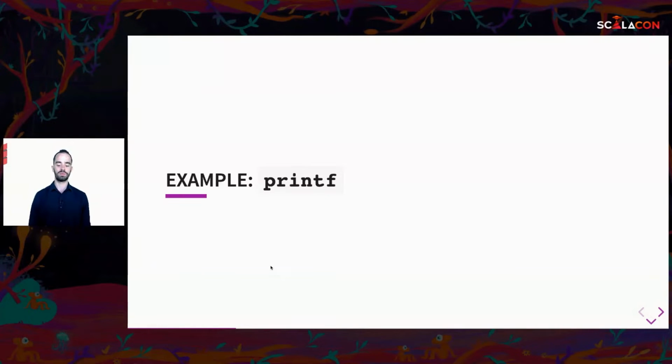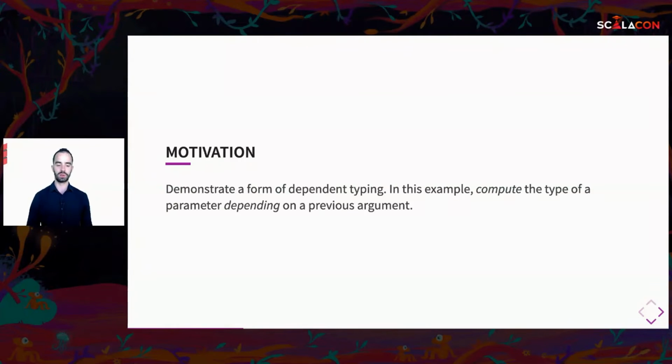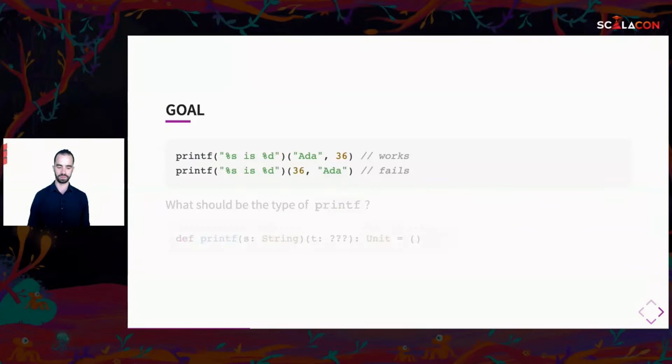Okay, so how can we use these types? Well, first we will need a last building block, which are match types. And that's what I'm going to show in this printf example. So maybe by looking at something concrete, we will make more sense of these precise types.